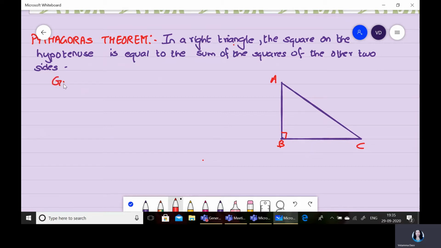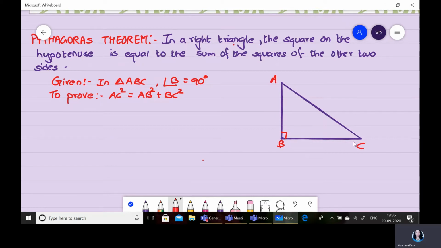Given: in triangle ABC, angle B is 90 degrees, or we can say triangle ABC is right angled at B. We are supposed to prove that the square of the hypotenuse equals the sum of the squares of the other two sides, that is AC square equals AB square plus BC square. As we have learned similarity of triangles, using that concept we are going to prove this.